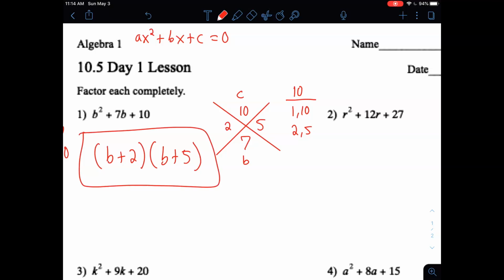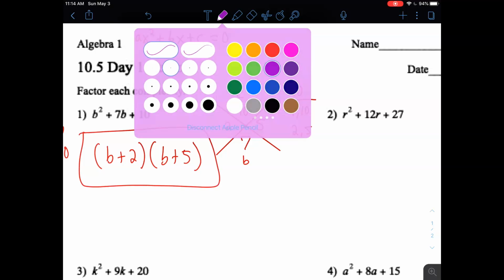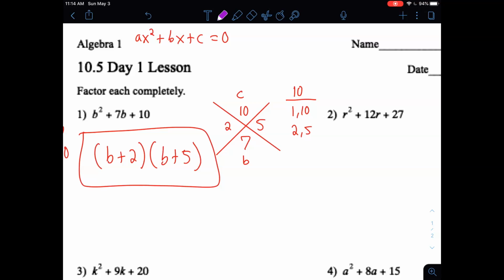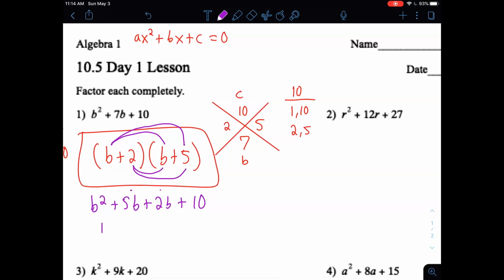And like I said, let me show you why this works and what we're actually doing here. I'm going to FOIL this really quick. You don't need to write this down. I just want to show you what's happening. We're going to FOIL this. What is b times b going to be? That's going to be b squared. What is b times 5? 5b. What is 2 times b? 2b. And what is 2 times 5? 10. And then we combine like terms. What is 2b plus 5b going to be? That's going to be 7b. So see how we got the original problem over here?